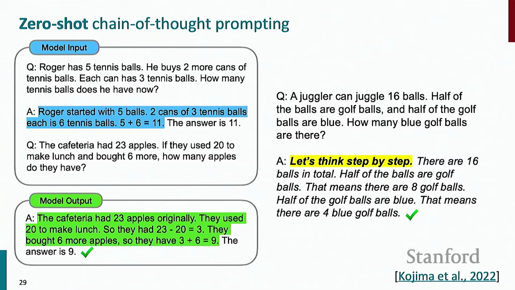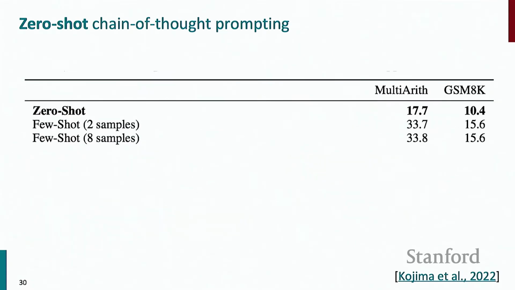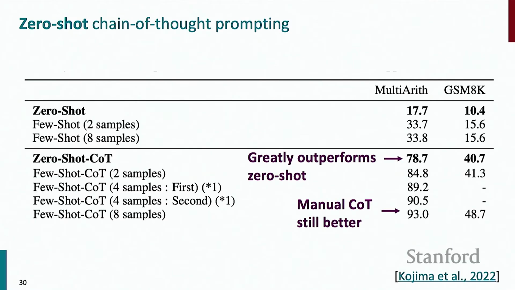So maybe you don't even need to show any examples. You can probably induce the reasoning behavior through zero-shot behavior as well. And the final numbers look like this: compared to the zero-shot performance we got from essentially auto-completing, this zero-shot chain of thought substantially improves the performance. You go from 17.7 to 78.7. It's still worse than putting examples of reasoning in few-shot chain of thought as well. But you can see how much it improves the performance simply by asking it to think step by step.